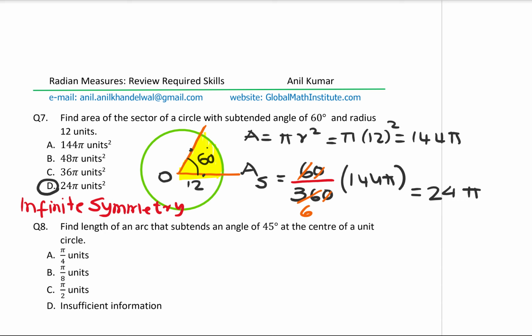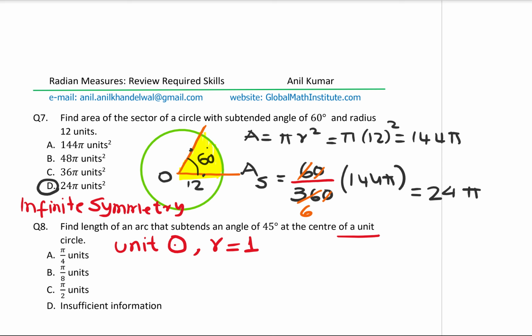Question number 8. Find length of an arc that subtends an angle of 45 degrees at the center of a unit circle. Now, here's a new term for you, unit circle. Unit circle means what? Let me write circle like this. Unit circle means that the radius r is 1 unit. That's what it means. So we are in a way given the radius. The question is find length of an arc like this for a unit circle.